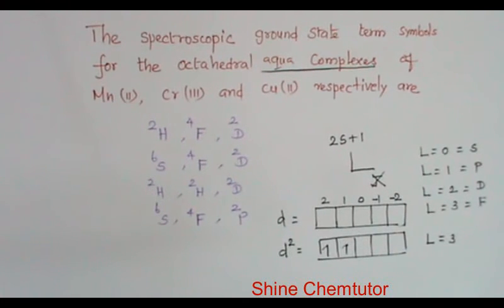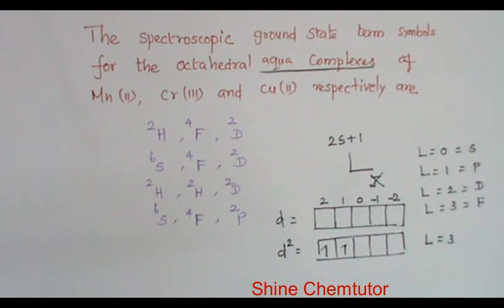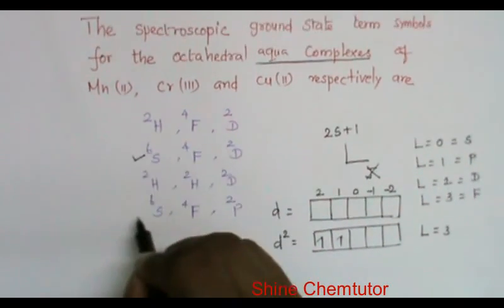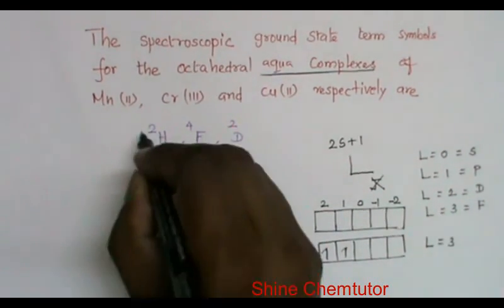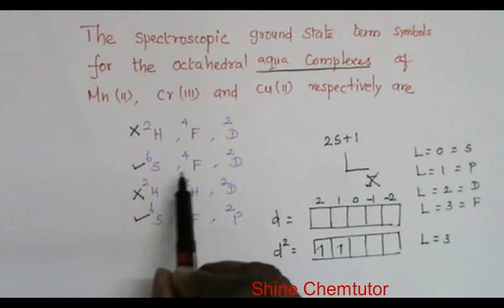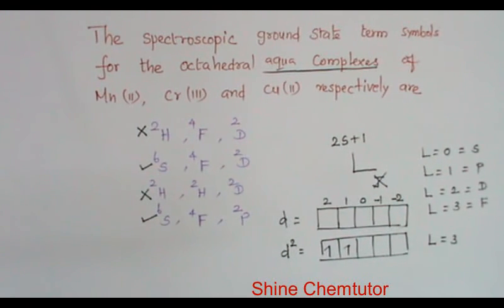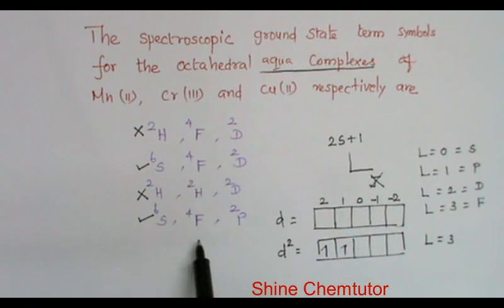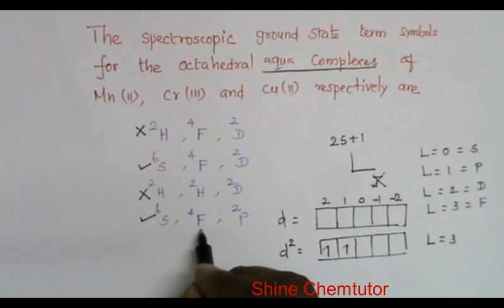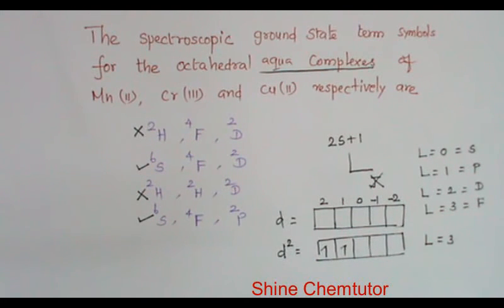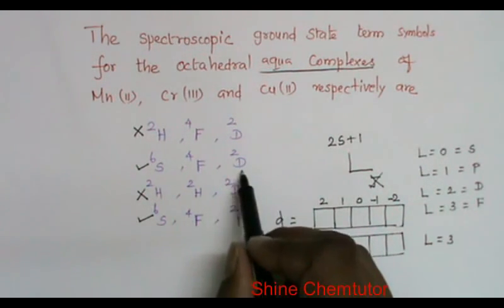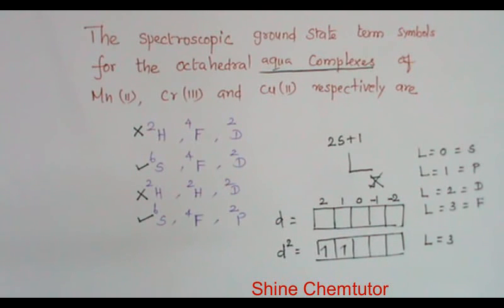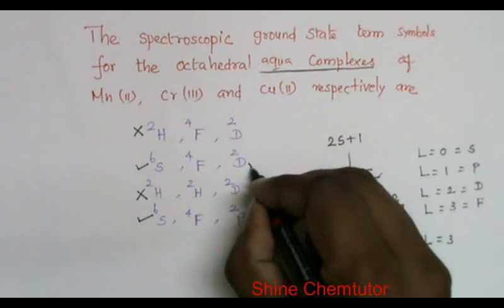Now let us go to the given options. Manganese 2+, it will be sextet S. So we have sextet S in 2 options. So there is no possibility for the remaining 2. If you compare this and this, both are same. For chromium 3+, in both options it is same. So I need not calculate for this, directly I can go for the next one. Here the spin multiplicity is doublet, here also doublet, but D term and P term. P means the L value should be 1, but we got 2. So this is not possible. This should be the answer.